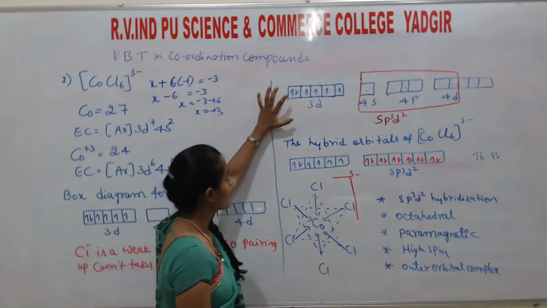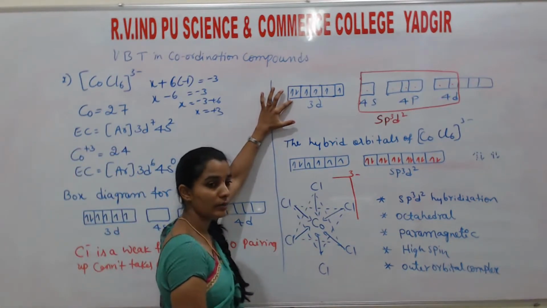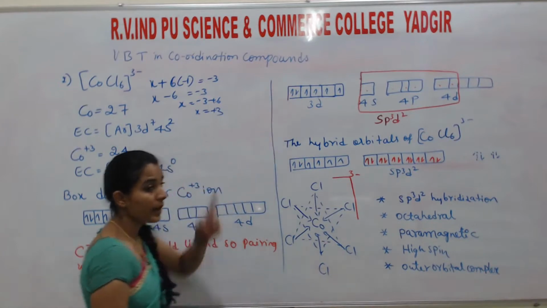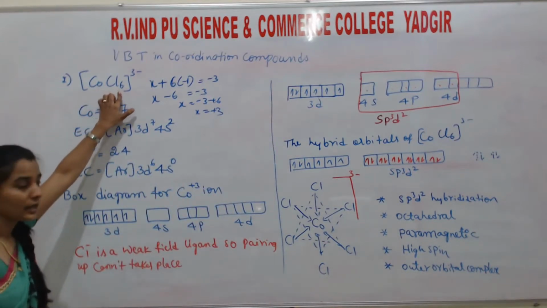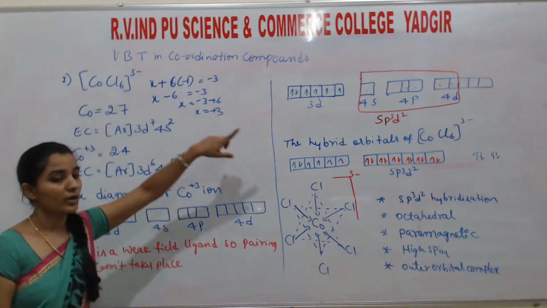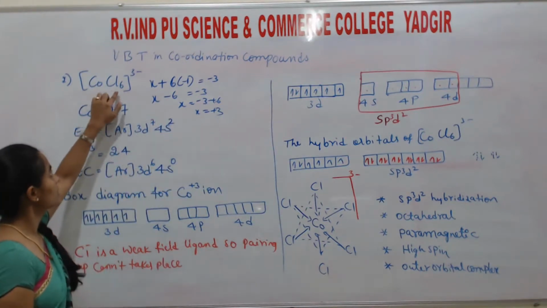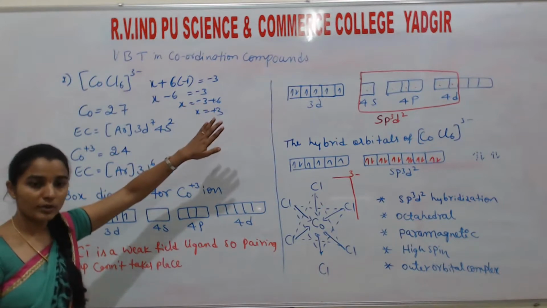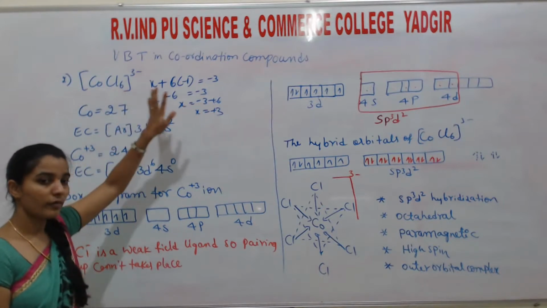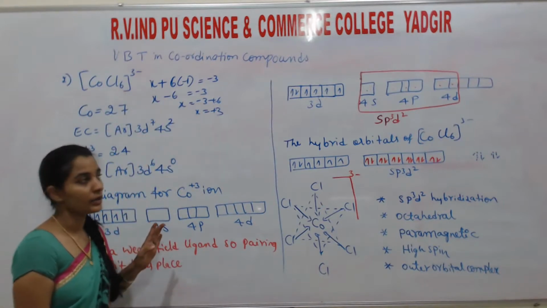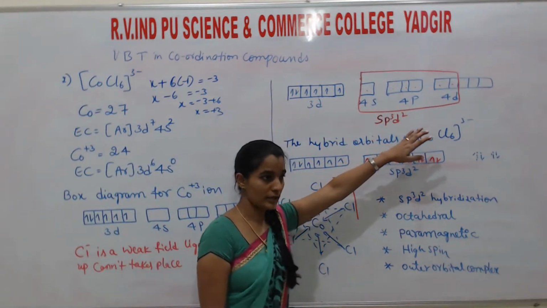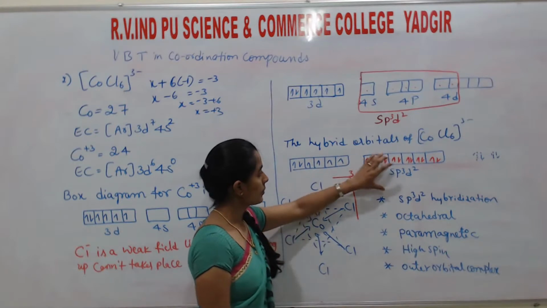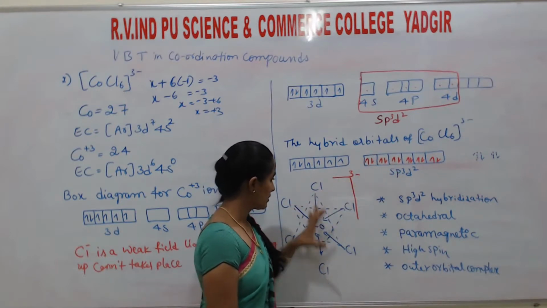If pairing up takes place, then count the number of vacant d orbitals. The number of vacant d orbitals depends upon what? The secondary valency. If your bond is 6, we want 6 empty orbitals. If bond is 2, we want 2 empty orbitals. If bond is 4, we want 4 empty orbitals. So here it is 4s, 4p, 4d. So here is the hybrid orbital. So this is the structure.